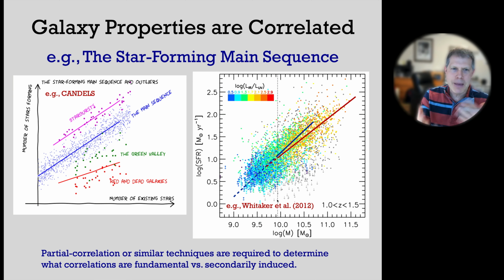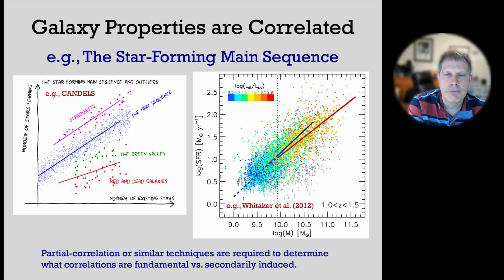That's another challenge. Many of these quantities that we're attempting to study are correlated with each other, and you have to unwind all of that to be able to draw reliable conclusions. That is often done with partial correlation statistical techniques or other similar techniques. These are required to determine which correlations with black hole feeding rate, black hole growth, are truly fundamental versus which ones are just secondarily induced correlations by something else that's actually more fundamental. That's another challenge, the inherent correlation of many things with many other things.